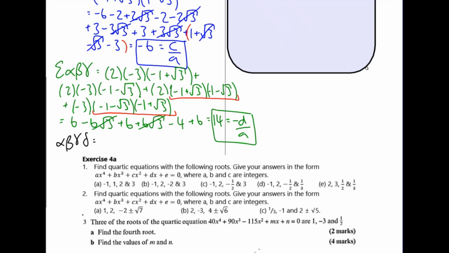Lastly, I've got the product of the roots, so alpha, beta, gamma, delta. This is 2 times minus 3 times minus 1 plus root 3 times minus 1 minus root 3, so this is minus 6 times minus 2, which gives me positive 12, and that's equal to E over A.